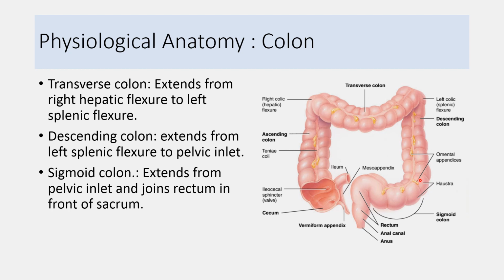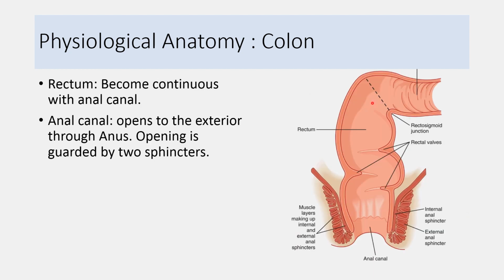The sigmoid colon extends from the pelvic inlet and joins the rectum in front of the sacrum. The rectum becomes continuous with the anal canal, and the anal canal opens to the exterior through the anus. The opening of the anal canal is guarded by two sphincters, the internal anal sphincter and the external anal sphincter. The internal anal sphincter is involuntary and the external anal sphincter is under voluntary control.